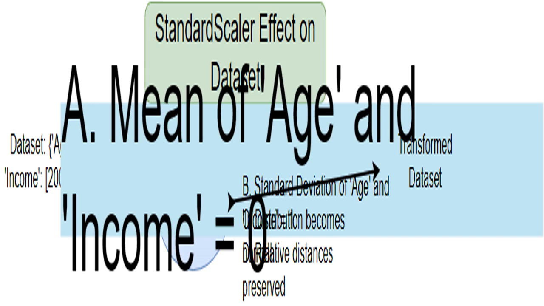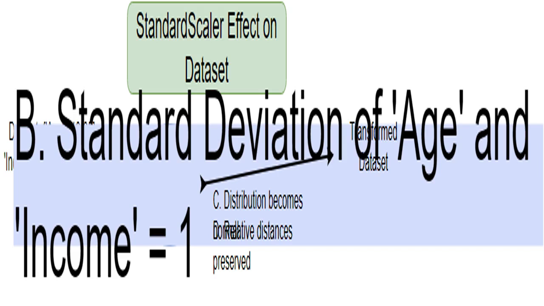After applying StandardScaler, the average, mean, of both age and income will be 0. This is because StandardScaler subtracts the original mean from each data point. The spread, standard deviation, of both age and income will be 1 after using StandardScaler. This happens because StandardScaler divides each data point by the original standard deviation.